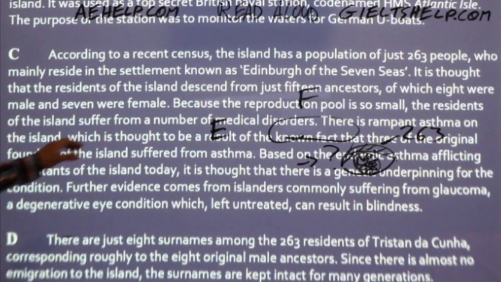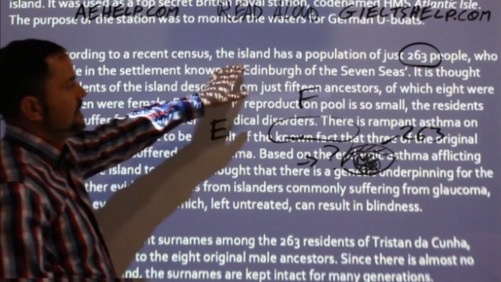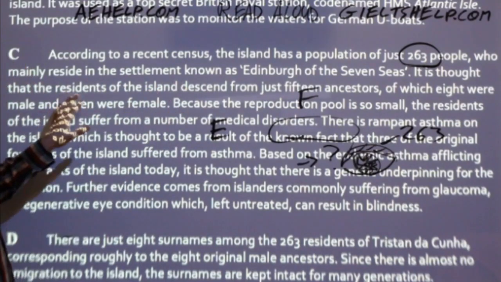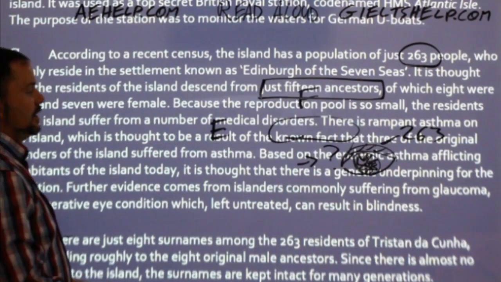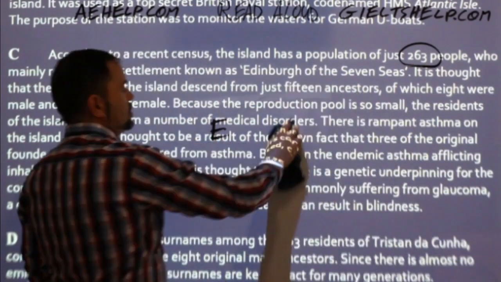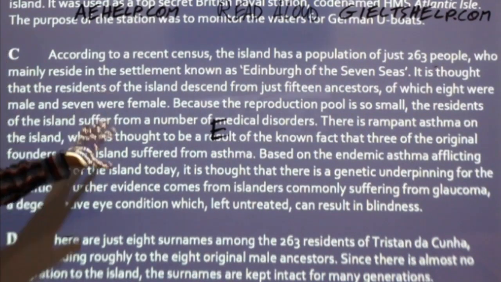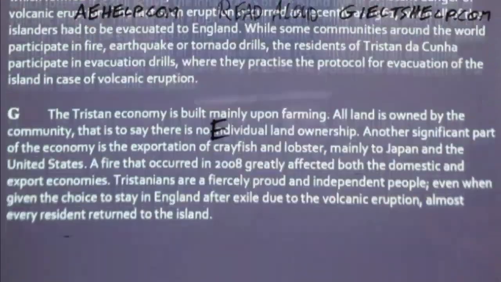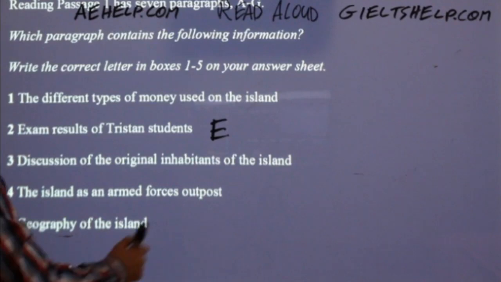Oh, sorry, careful. It appears at another time. This is when you have to be really careful. So according to a recent consensus, the island has a population of 263 people who mainly reside. It is thought that the residents of the island come from just 15 ancestors. So you have to do a little bit more thinking. Careful with the 263. But anyway, not bad. So FEC, C. The reason I was a little bit skeptical about D is because it's too short. Okay, the paragraph is too short. So don't be too quick to choose your answers, okay?